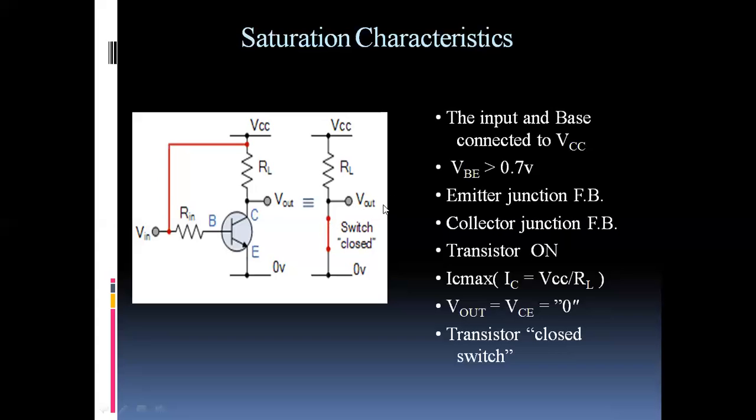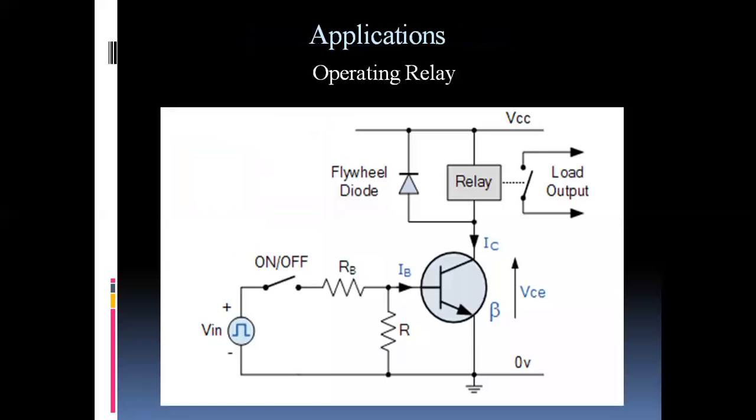This is a totally reverse condition. Your input is present at the output but in reverse, because we are operating this in common emitter configuration. So here we have seen the two operating modes, saturation and cutoff. In cutoff mode, the transistor is operated as an open switch, and in saturation mode, the transistor is operated as a closed switch.